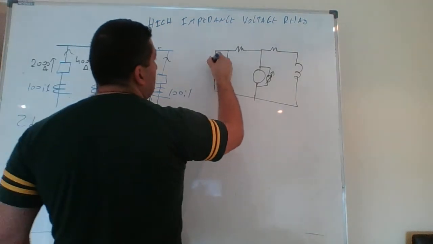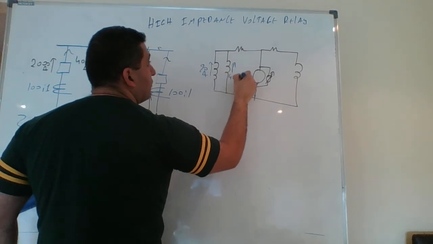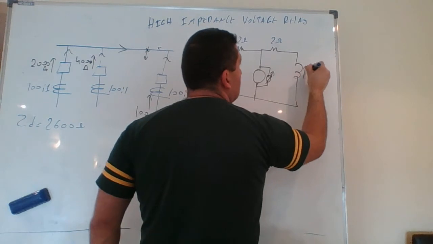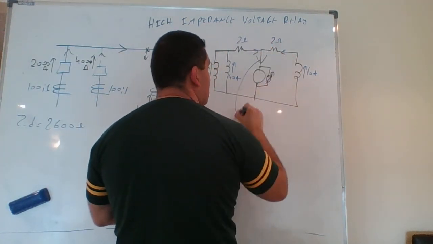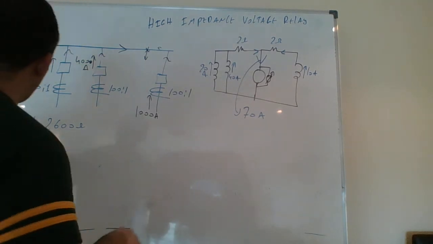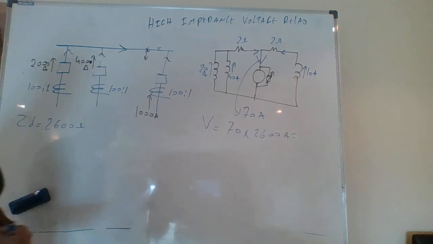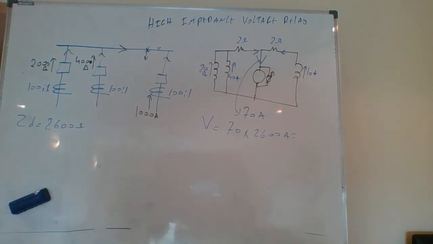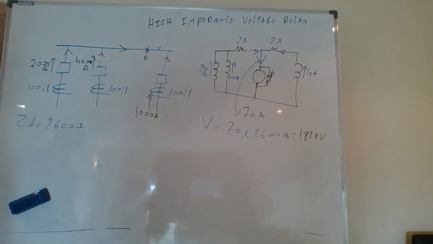What's this current? 2000. I have a CT. The secondary of the CT is 2000 is 20 amps. This current is 40 amps. This is 2 ohm. This is 2 ohm. This is 10 amps. Look, guys, when I have an internal fault, the current that goes in here is 70 amps. I have 2600. So now the voltage developed is 70 multiplied by 2600, which is equal to 182 kilovolt being developed across the relay.